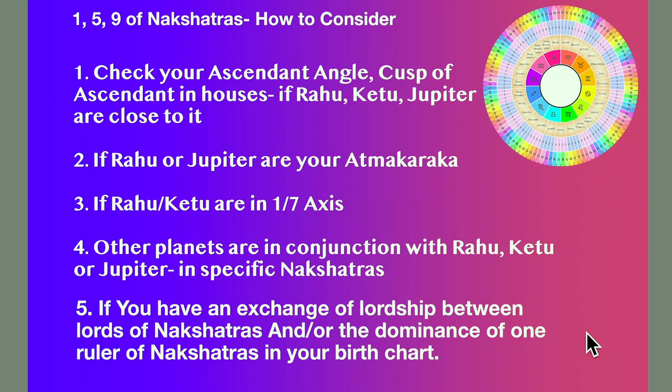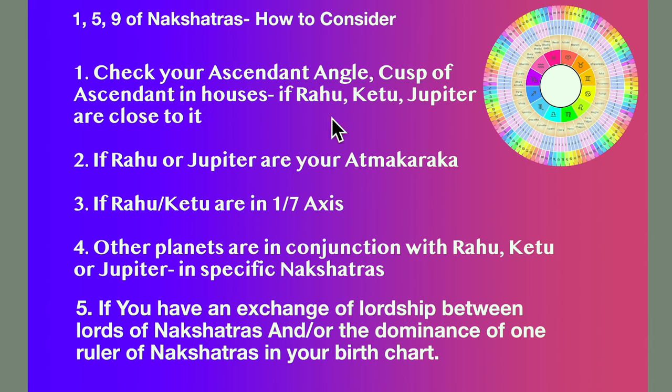The 1-5-9 aspects of nakshatras are important to consider, and we'll tell the rules of why it is so. You'll find out in a minute. Check your ascendant, number one: the ascendant angle, the cusp of your ascendant. Whatever planet is close to the ascendant, especially if it is Rahu, Ketu or Jupiter close to that cusp, close to your ascendant angle. That's the first rule.